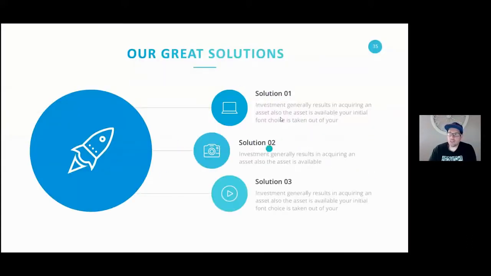Solutions here are very clear if here's the benefits of the solution. And this is where I highly encourage you to put numbers, right? We could save you 30% time.